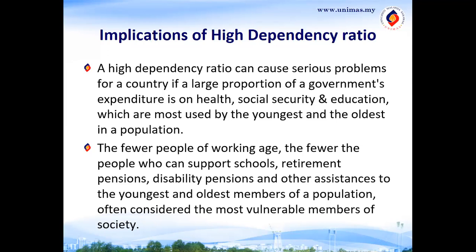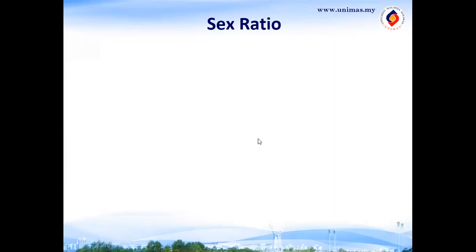So it depends on the working age group. The bigger the working age group, the better it is. The fewer the working age group in relation to the total population, the worse it can become. In other words, many problems are faced, because there are fewer people to support the population who really need the assistance. All right. So that is the age dependency ratio.